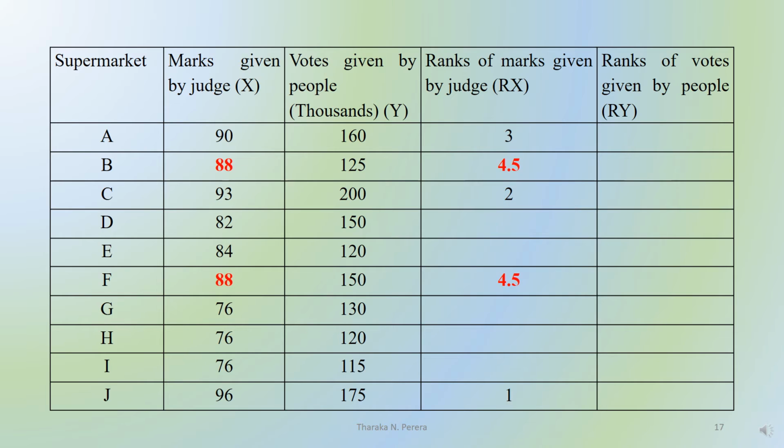As I explained, I put 4.5 against both supermarkets B and F as their rank for the X variable. Up to this rank, we already put ranks 1, 2, 3, 4 and 5. So then we have to put rank 6 for the next highest.